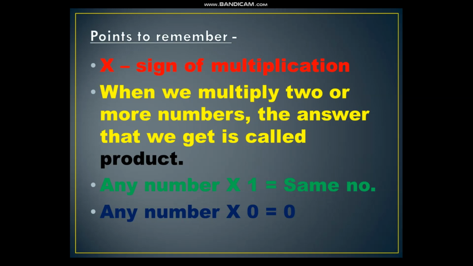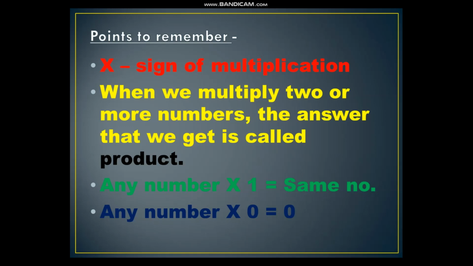I hope I am clear with this now and I am going to tell you some points that you have to remember during multiplication. I think you are by now clear with this letter X, which is a sign of multiplication. And I just told you when we multiply two or more numbers, the answer that we get is called product.